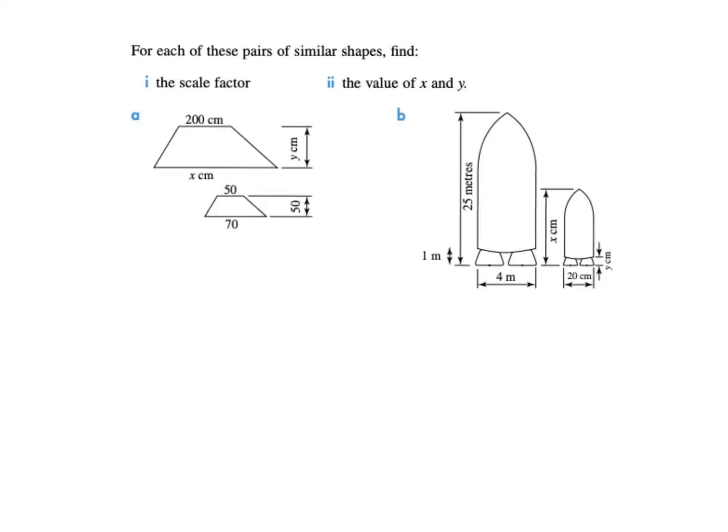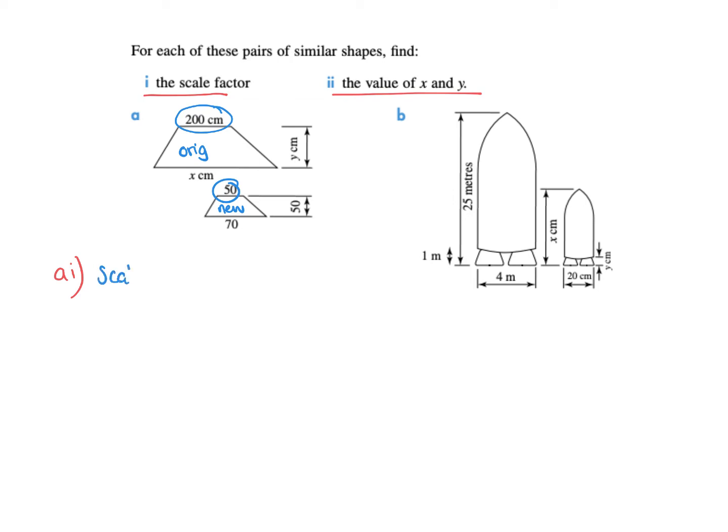All right, okay, so with this question, they're asking us to do the scale factor and then find the values of the unknown. So with this first one, when I go to find the scale factor, we will need to use a comparison of sides. So I will use, say this one, 200 and a 50. So I'm going to call this the original and this the new. They should have really told us which way it's going, but I'm just going to say that way.